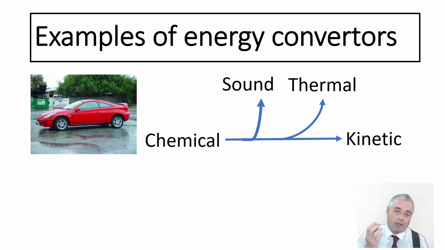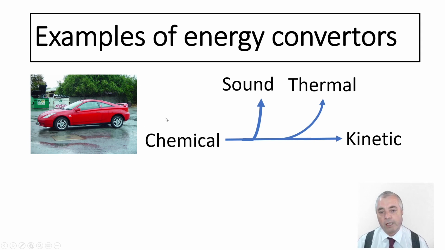Now, why are we so keen on looking at energy transfers and preventing wasted energy? Well, in an energy transfer, not all of the energy ends up in a useful form. So in a car, we start off with chemical energy, and that's transferred to kinetic energy. But some of this chemical energy doesn't end up as kinetic energy. It ends up as sound or thermal. And this diagram is quite a useful way of summarising that.